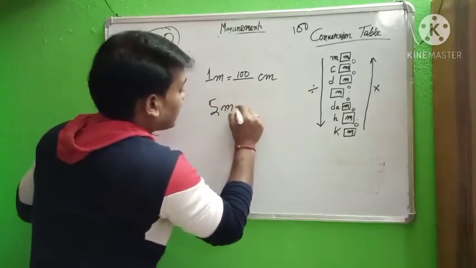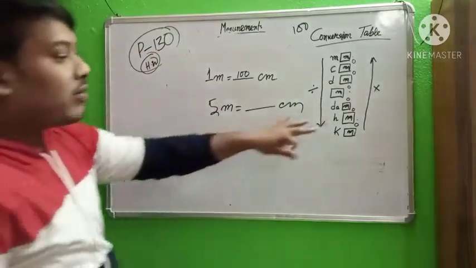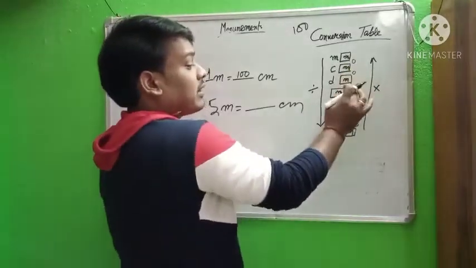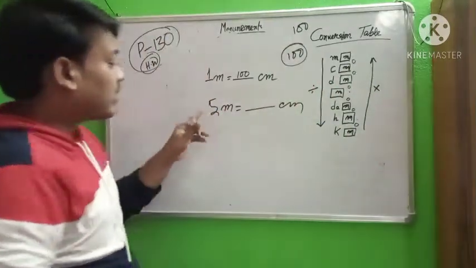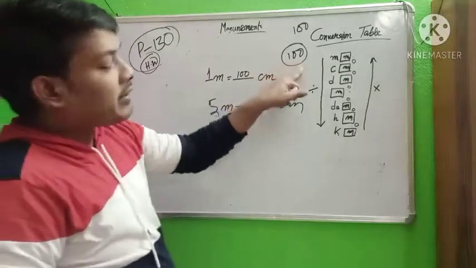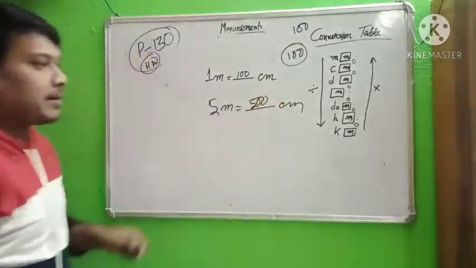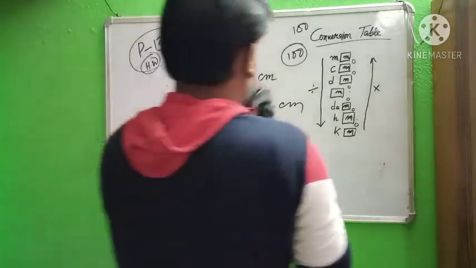5 meter equals how many centimeter? Again we are going upwards, meter to centimeter. That means multiplied by 100. So 5 meter equals 5 into 100, that means 500 centimeter. Okay, 500 centimeter.